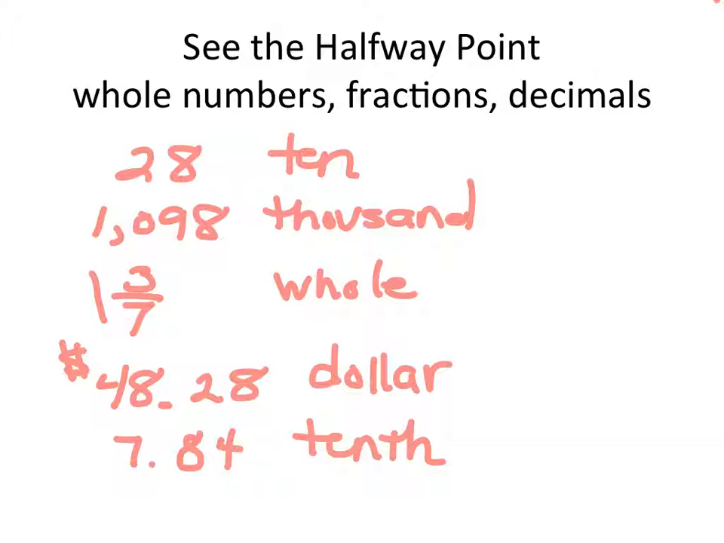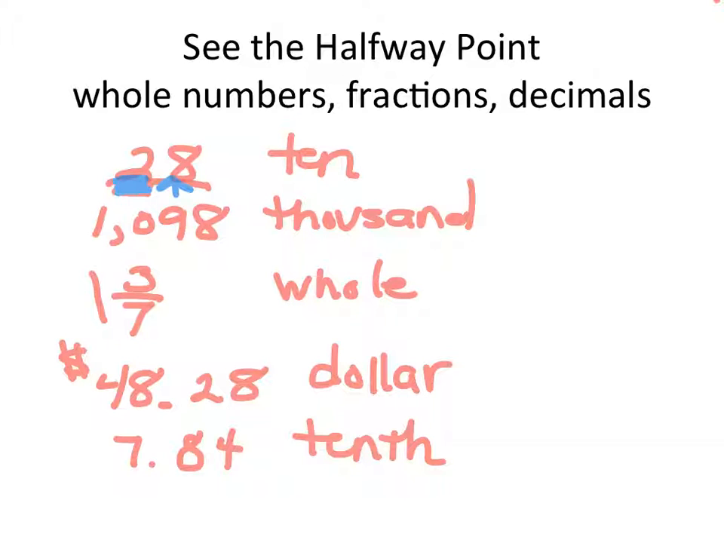If I were modeling this for students and I were going to round this number to the nearest 10, I would have to think, what's half of 10? This is the number that's in the tens place, the 2, and half of 10 is 5. So do I have more than 5 ones? If so, I'm closer to the next 10.